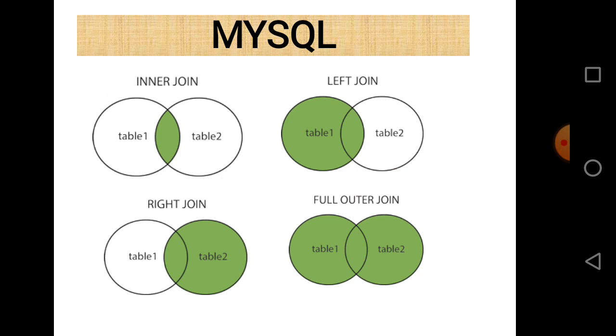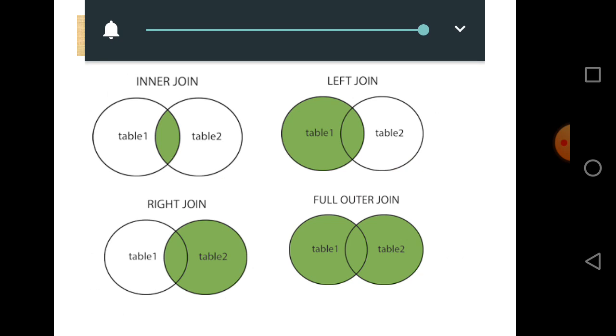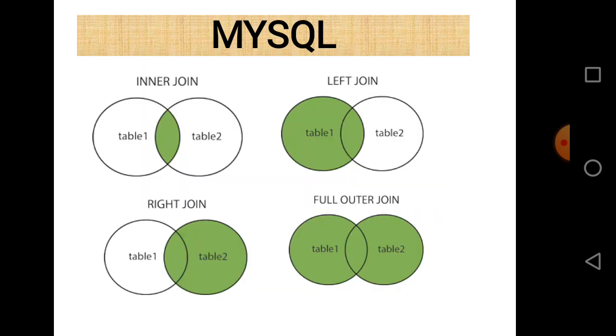The second one is left join, where table 1 is totally covered by the green area. The third one is right join, which reflects right outer join and is shown by the green area. And the fourth one is full outer join, where both tables are covered by the green area. So these are basically the inner and outer joins. As far as the terminology of outer join is concerned, they work as their names suggest: left join, right join, and full outer join.